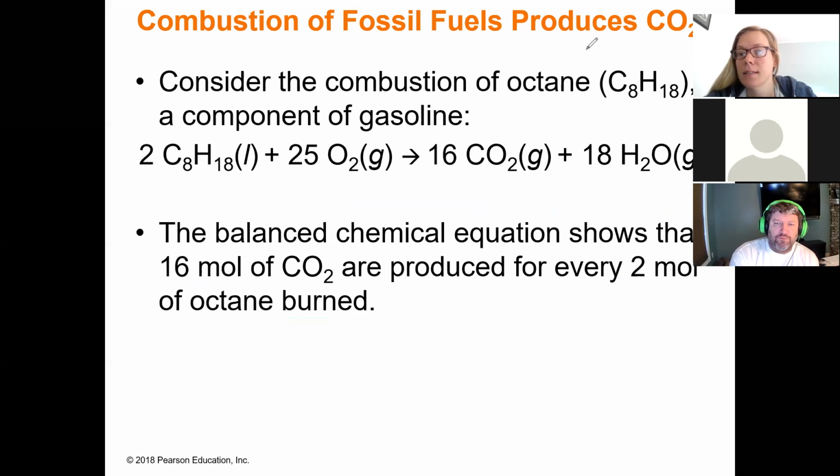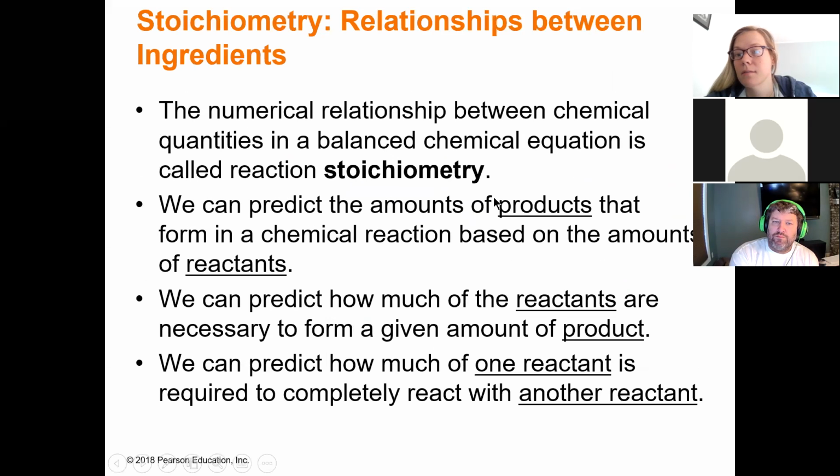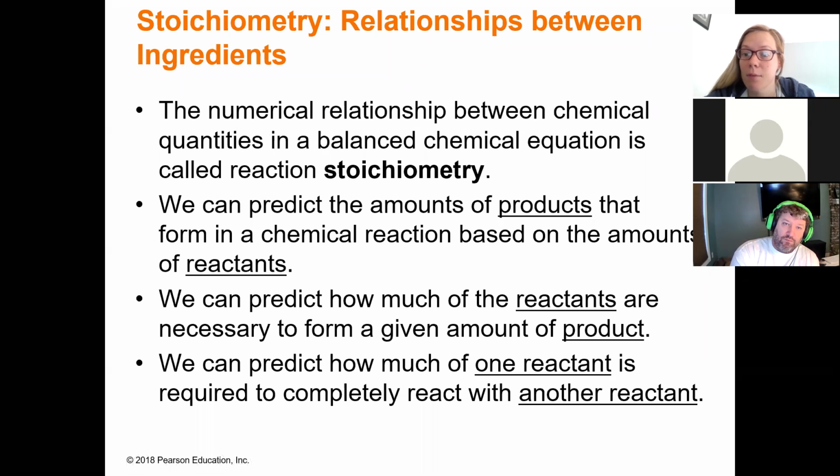So let's take it a step back and talk about recipes. Well, what was that I just talked about first? That thing is called stoichiometry. And so stoichiometry is a relationship between ingredients. It's the numerical relationship between chemical quantities within a balanced chemical equation. So if you have a balanced chemical equation, meaning you've got the correct coefficients, everything is nice and neat, same atoms on both sides, you can actually say that a certain number of moles of one thing is equivalent to a certain number of moles of another thing.